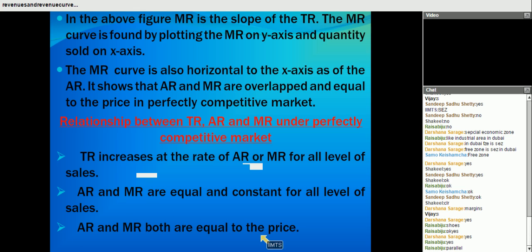So average revenue and marginal revenue both are equal to the price. Yes, the price for the product was fixed at 10 per unit, and average revenue and marginal revenue throughout also remained 10 per unit. That we have seen in our chart. Okay. So this is the relationship between these three. One is that total revenue increases at the rate of average revenue and marginal revenue. If average revenue and marginal revenue are increasing, then total revenue will also increase. Then average revenue and marginal revenue are equal and constant. Average revenue and marginal revenue both are equal to the price. Alright. I hope it is clear. It's a simple thing.